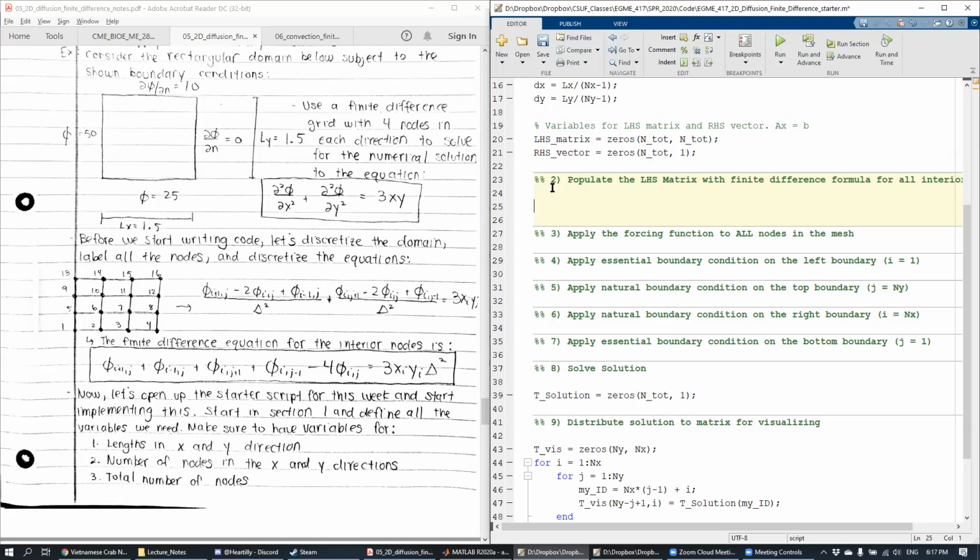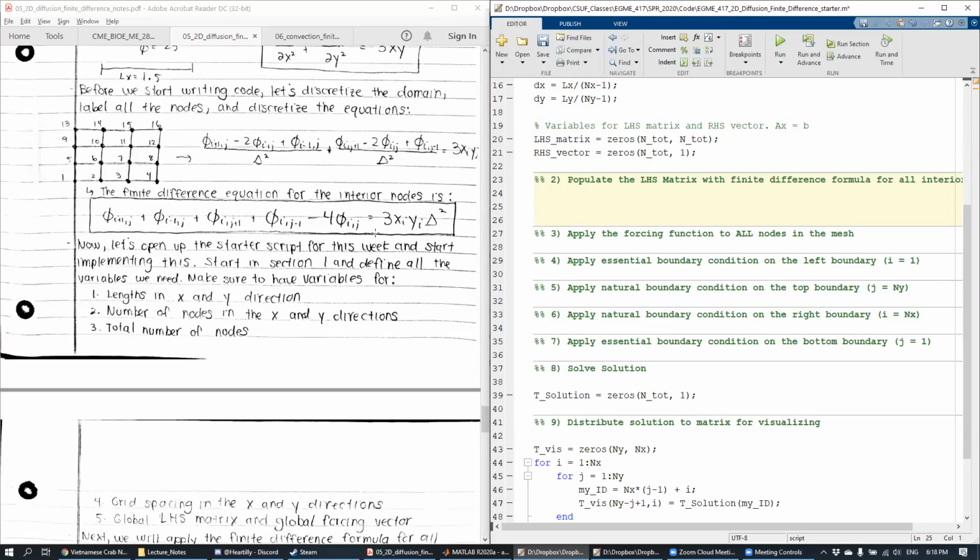Okay, so that's all the variables that we need for this problem. Now let's go ahead and start applying the equations. Okay. All right. So first thing, let's apply this finite difference equation right here. Okay. And so we're going to apply this at all of the interior nodes.